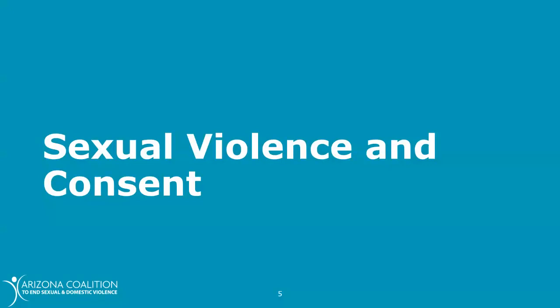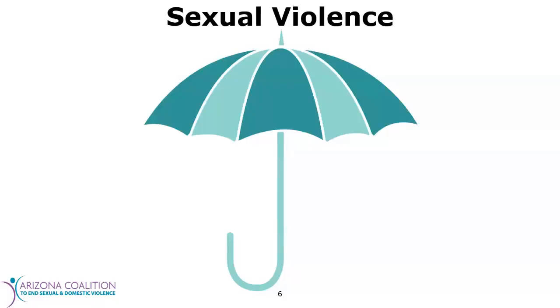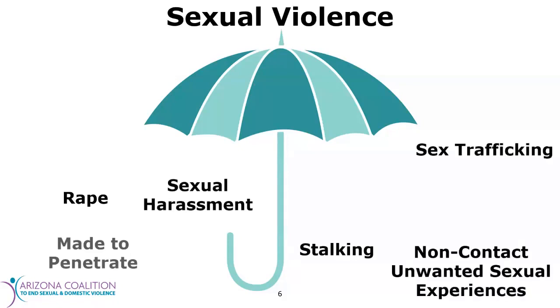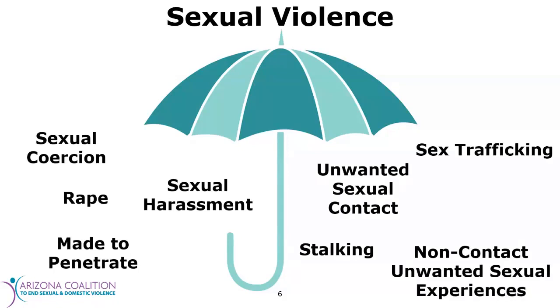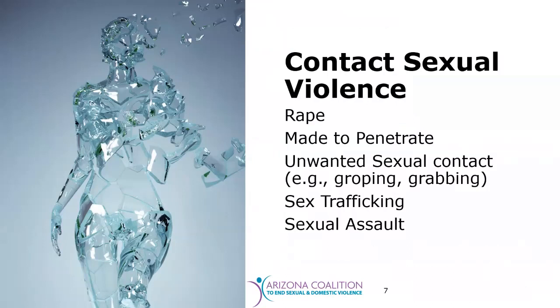So let's first define sexual violence and consent. Sexual violence is any type of unwanted sexual conduct that occurs without consent. This can be both behaviors and actions, and the really important part is that it's unwanted and without someone's consent. We have these different acts on the screen that are all different types of sexual violence. But let's dissect that umbrella a little bit more.